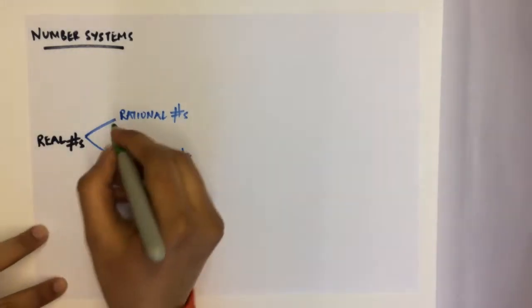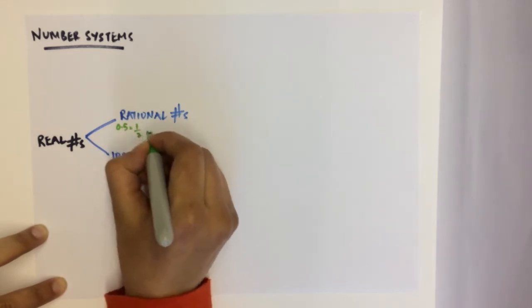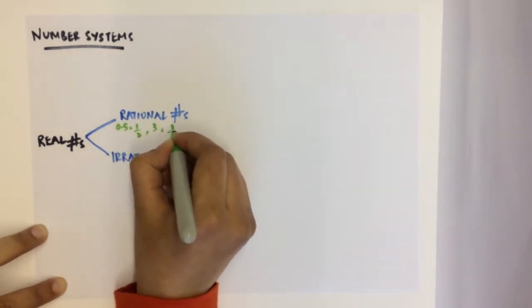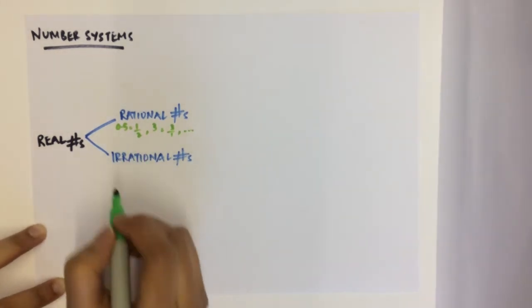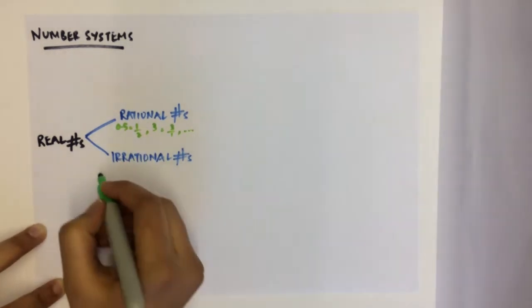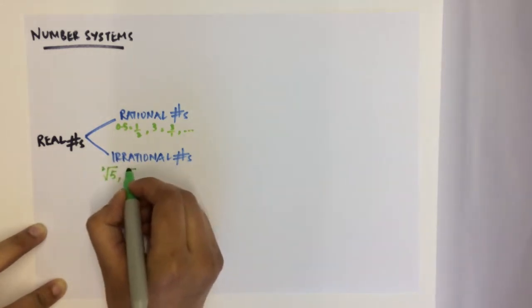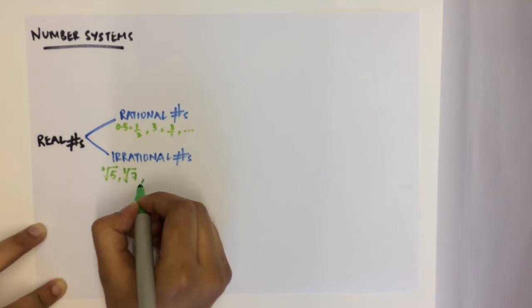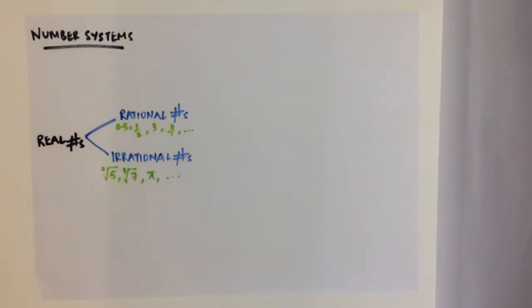For example, 0.5 can be written as 1 over 2. The whole number 3 can be written as 3 over 1, so on and so forth. Irrational numbers, however, are those which cannot be expressed as a fraction. For example, square root of numbers that are not perfect squares, cube root of numbers that are not perfect cubes, pi, so on and so forth.